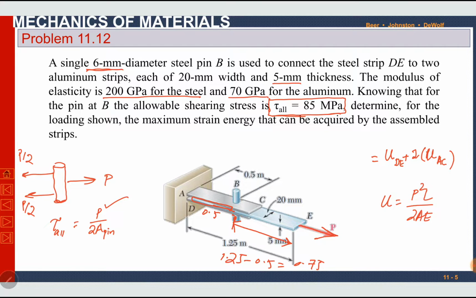Areas of each plate: since thickness and width of each plate are given, the width of this plate is 20 mm and thickness is 5 mm. Similarly, width is 20 mm and thickness is 5 mm. So we will use 20 into 5 as the area of the plates. Okay, let us move towards the solution.